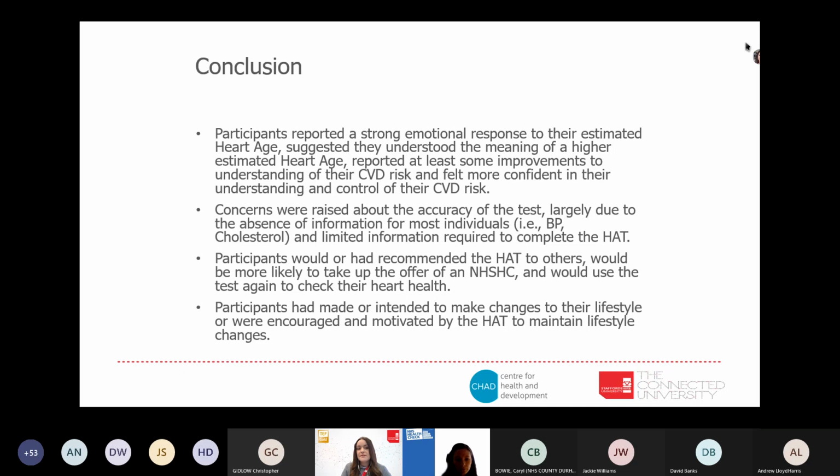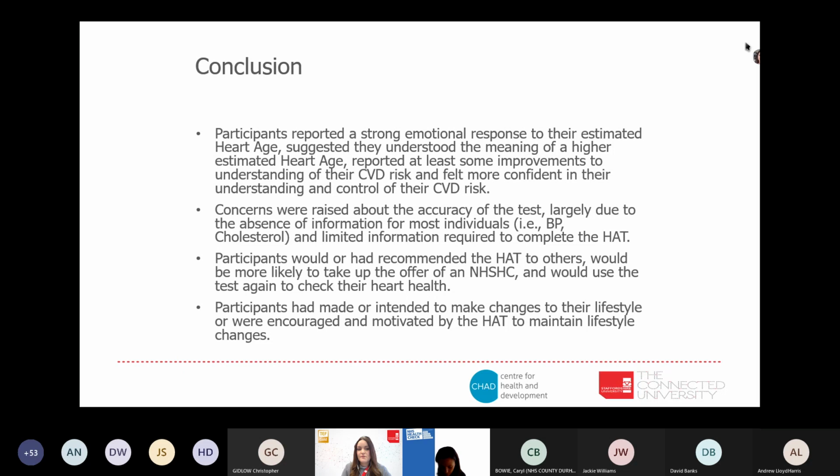Participants had made or intended to make changes to their lifestyle or were encouraged and motivated by the HAT to maintain their lifestyle changes. Therefore, pre-screening tests such as HAT may be a good way to encourage individuals to evaluate their lifestyle choices and to increase intentions to change their behaviour. However, it is important to point out that the majority of participants had already made some lifestyle changes prior to taking the test, suggesting that they were already invested in improving their heart health.